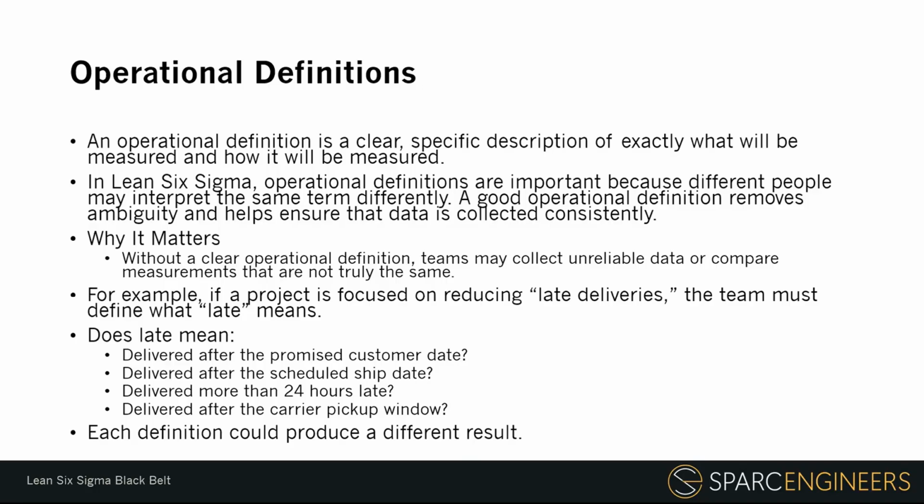Each of those definitions could produce a different defect rate. One team might report a 3% late delivery rate, while another team, using a different definition, might report 12%. Both teams may believe they are correct, but they are not measuring the same thing. That is why operational definitions matter. They remove ambiguity.